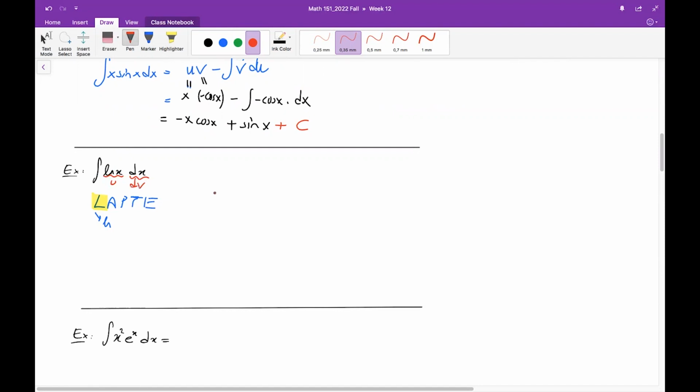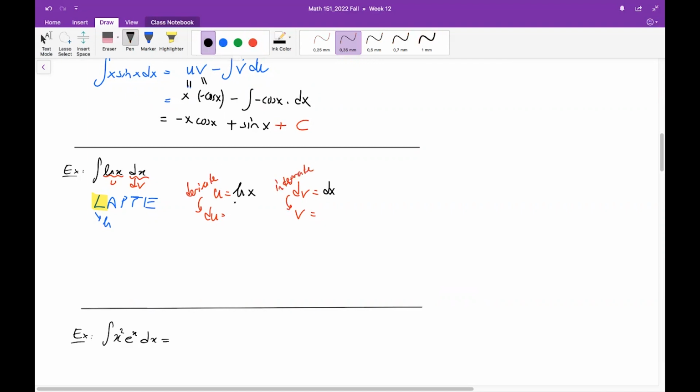So it starts like this. u is chosen, dv is chosen. u is chosen as ln x, dv is dx. Then what is du and what is v? You need to complete this diagram. Here you will differentiate, and from here to here you will integrate.